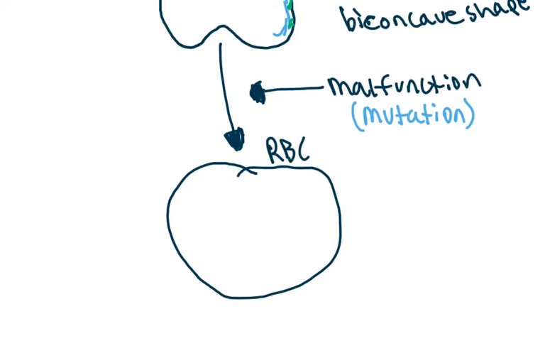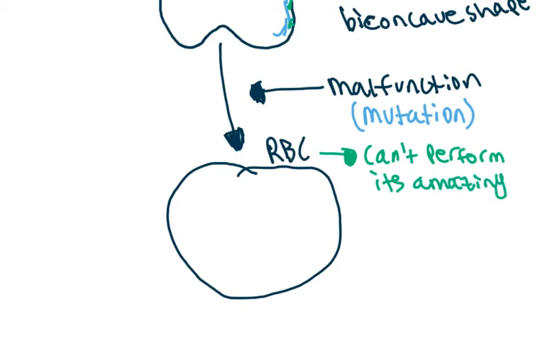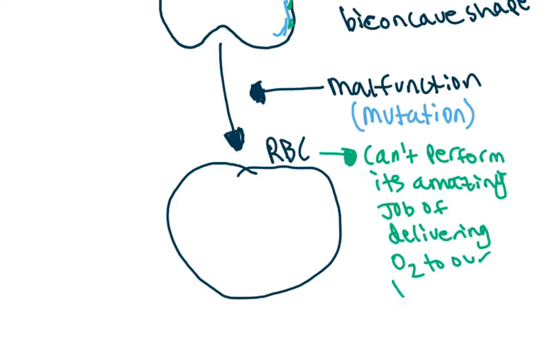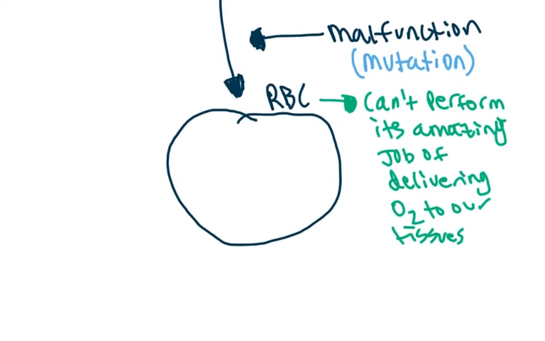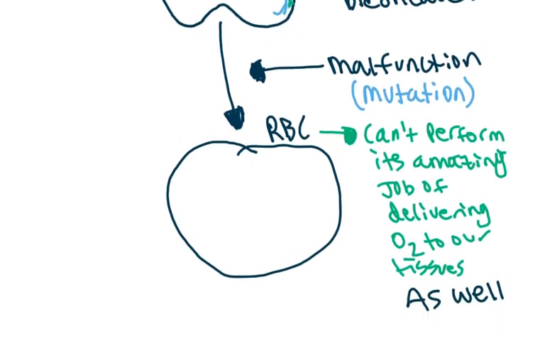So because of the new big shape that it takes on, because of the mutation of those ankyrin and spectrin proteins, the red blood cell can't perform its amazing job of delivering oxygen to our tissues, as we saw in the Haldane and Bohr effect also. It'll still try to, but it can't do that as well as it used to, because it's in a much bigger shape.